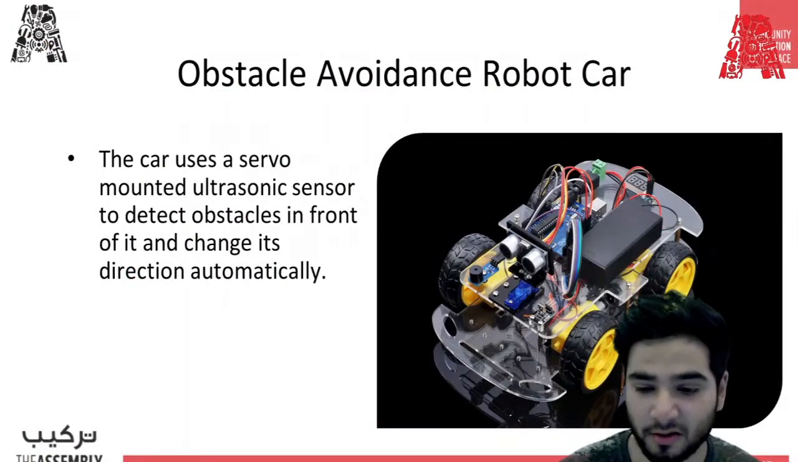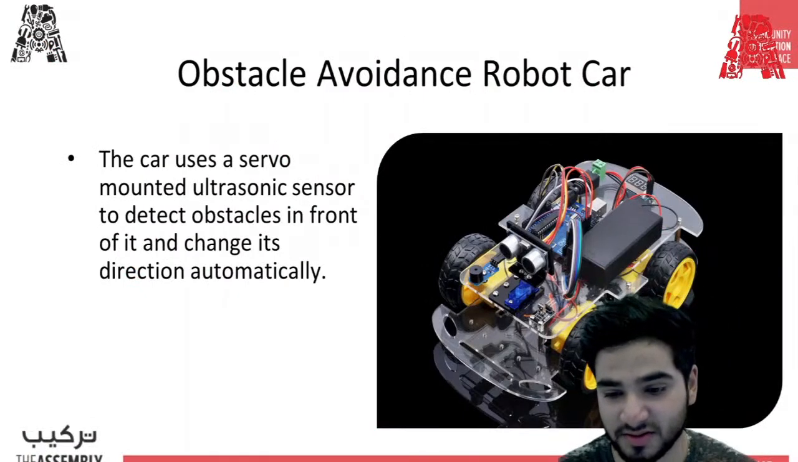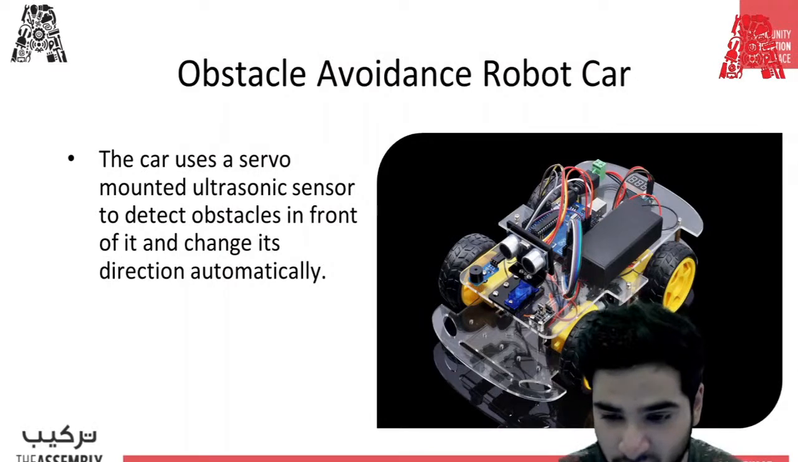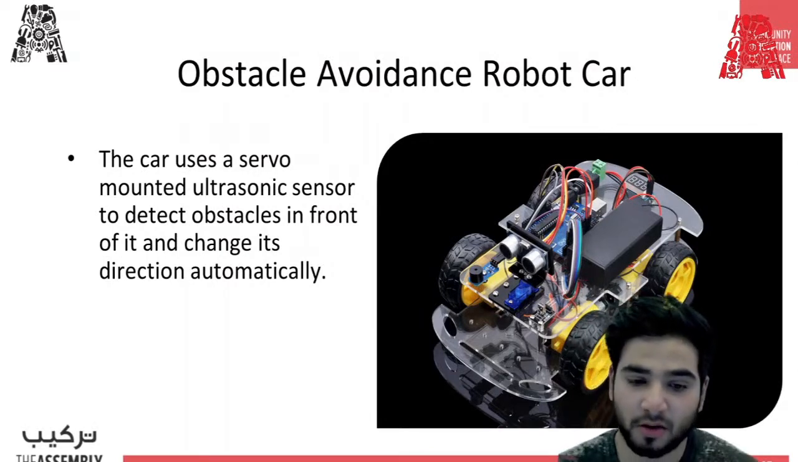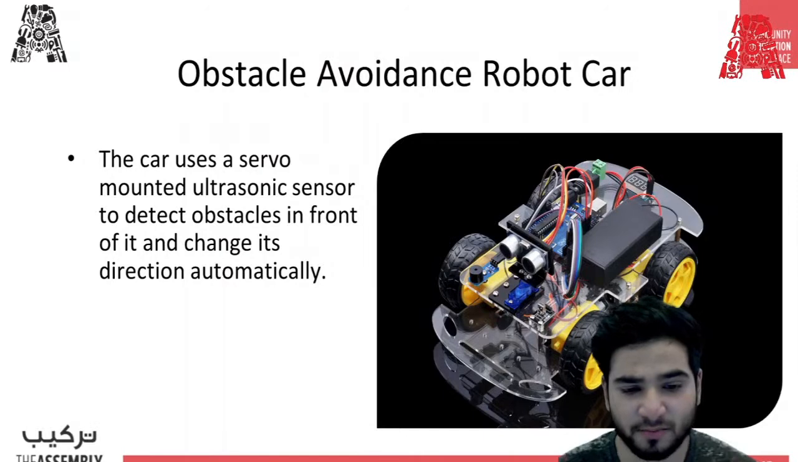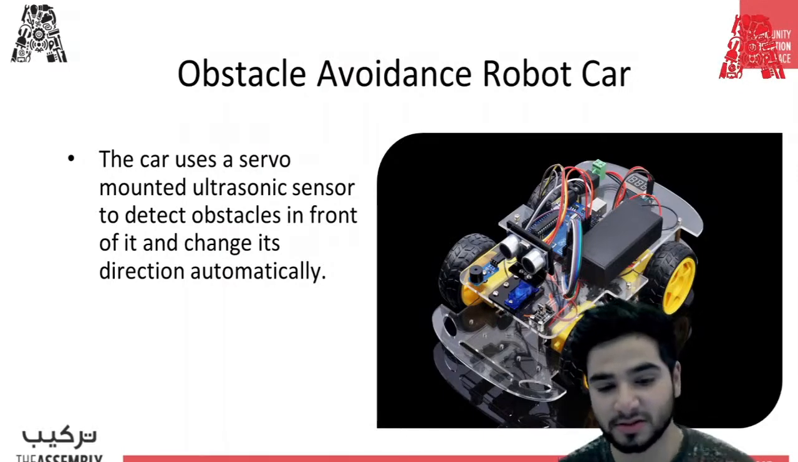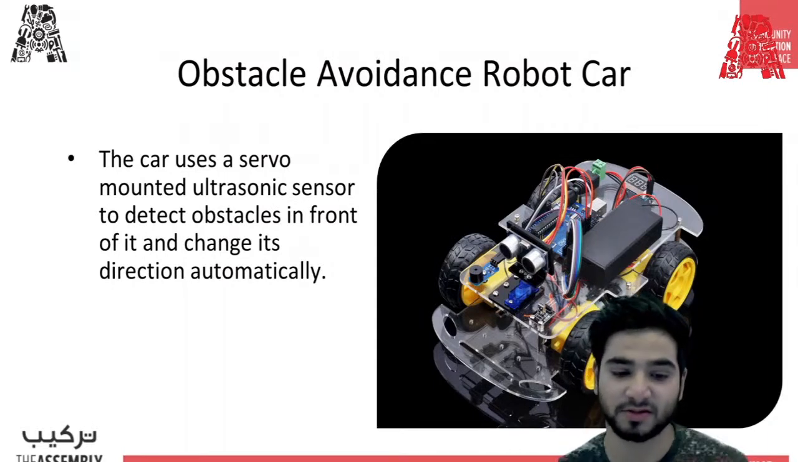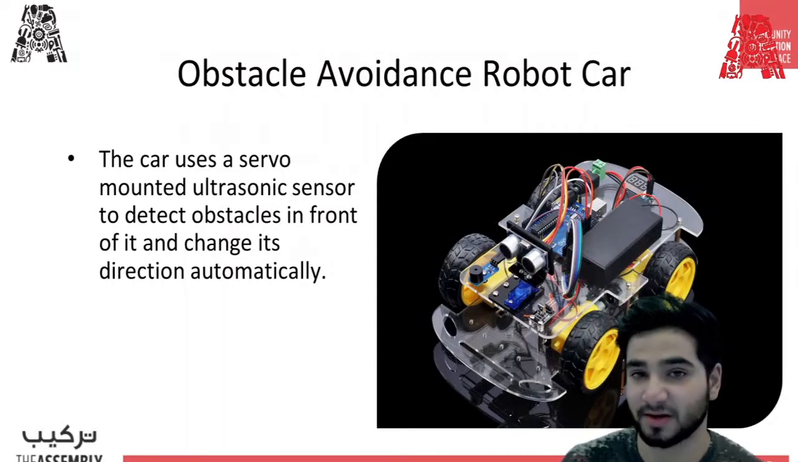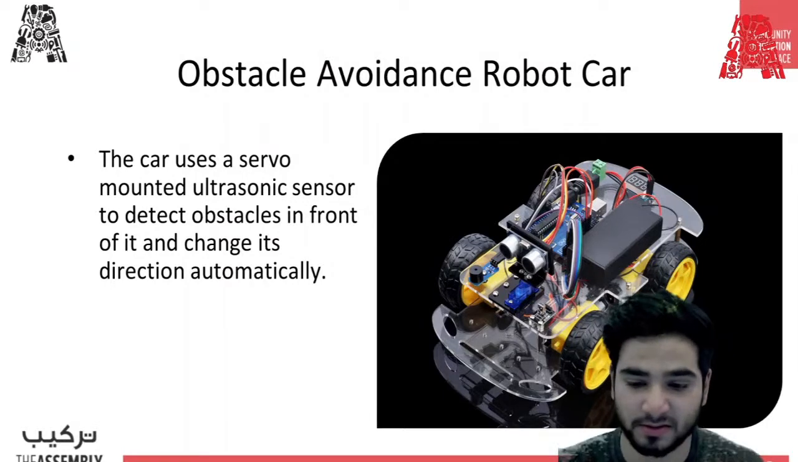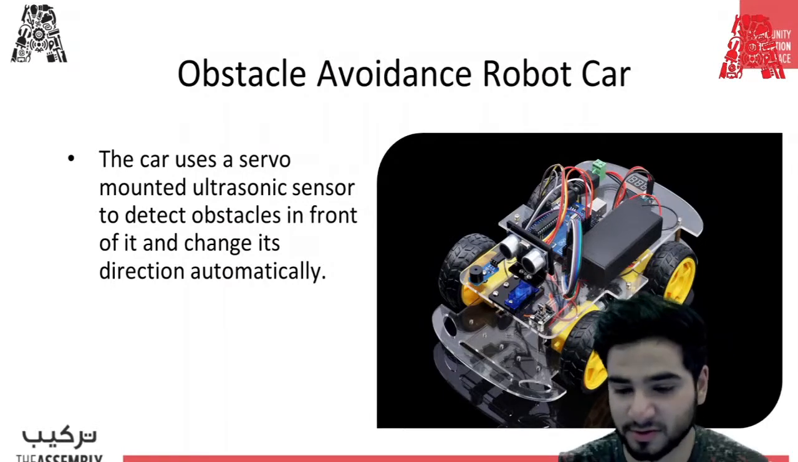So this is the car that we are going to make. You can see it in the picture. The car uses a servo-mounted ultrasonic sensor to detect obstacles in front of it and change its direction accordingly, as I have mentioned before. So it's going to look something similar to this.